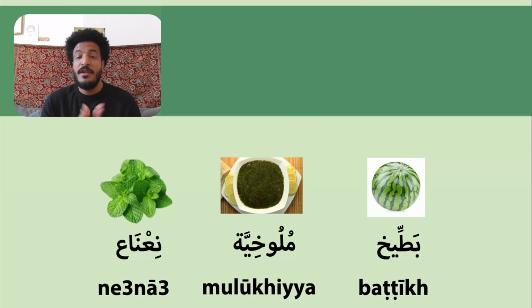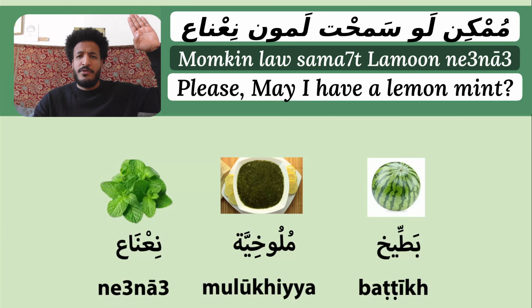Another drink that is famous is lemon mint. A lot of people in Egypt like to drink this in the summertime as a refreshment. So أنا بحب الليمون بالنعناع أو أنا بحب ليمون نعناع. So I love lemon mint. أو ممكن لو سمحت ليمون نعناع.